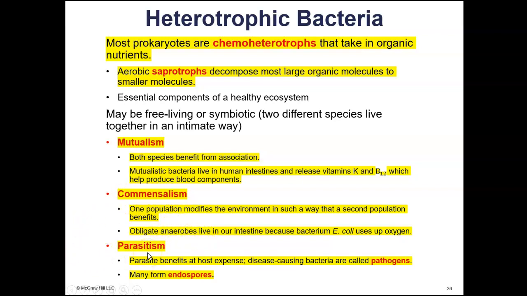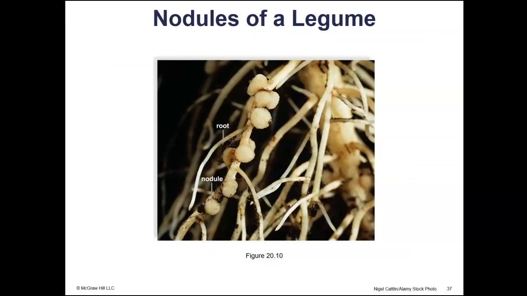Then you have parasitism, and that is when the parasite benefits, the host is harmed in some way. So when they cause disease, we call them pathogens. And many of those disease-causing bacteria form endospores so that they can survive during harsh times, and then they can become active when their environment is better for their survival.